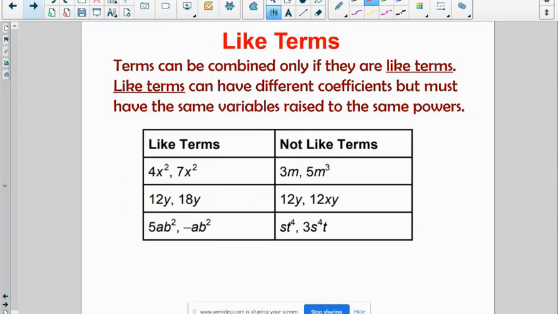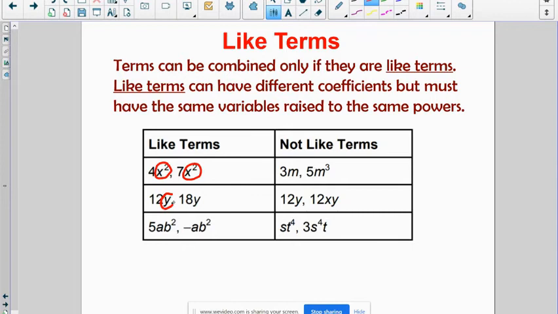Next, I want to talk about like terms. So terms can be combined only if they are like terms. Like terms can have different coefficients, which is the number in front of the variable, but they must have the same variables raised to the same powers. Here's some examples. You'll notice on the like term side, I'm going to circle the variable part and the exponent that it's raised to. X squared, x squared. Those are the exact same, so they're like terms. It's okay that one has a 4 in the beginning and one has a 7 in the beginning. Those are the coefficients. Remember, like terms can have different coefficients.